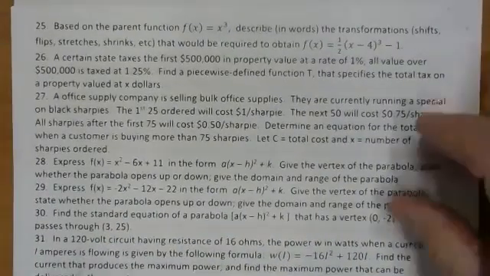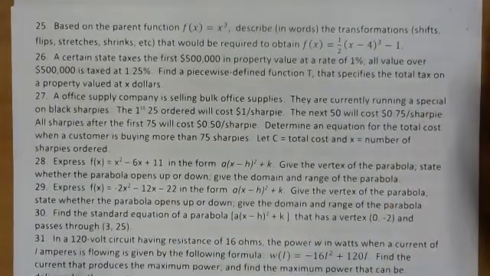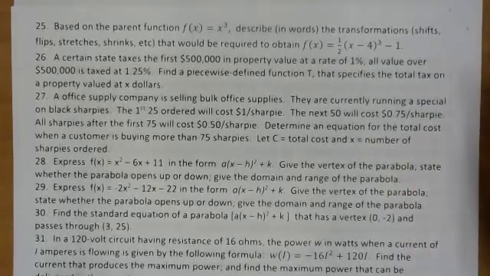Now the next couple are going to be sort of a pain. These are piecewise function story problems. I'm tempted to skip them, but let's see if we can figure them out. A certain state taxes the first $500,000 of property value at a rate of 1%. All value over $500,000 is taxed at 1.25%. Find a piecewise defined function t that specifies the total tax on a property valued at X dollars.